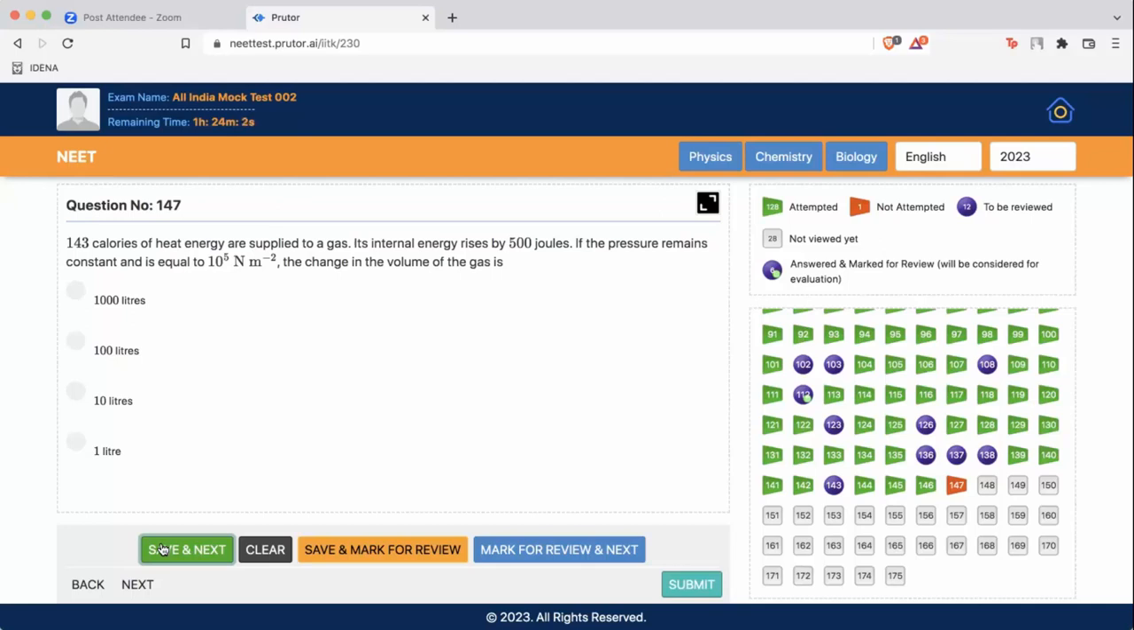600 minus 500 is equal to P delta V, and P is constant. 10 power 2 is equal to 10 power 5 delta V. Here delta V is 10 power minus 3 meter cube. We need to know how liters is converted: 1 liter is equal to 10 power minus 3 meter cube, because 1 ml is equal to 1 cc. So it's 1 liter, the volume change.